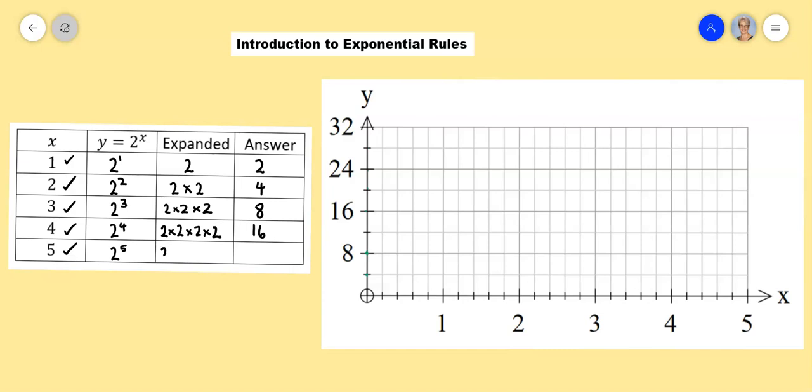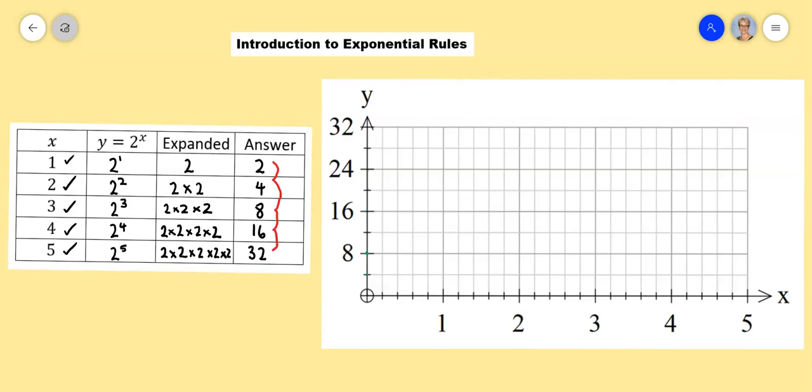And lastly, 2 to the power of 5 is 2 multiplied by itself 5 times. So we have 2 times 2 times 2 times 2 times 2. 2 twos are 4, 4 twos are 8, 8 twos are 16, and 16 twos are 32. So now we have the answers that we had in our original algebra table. And we can see that, again, as we go down the table, our y values are doubling.